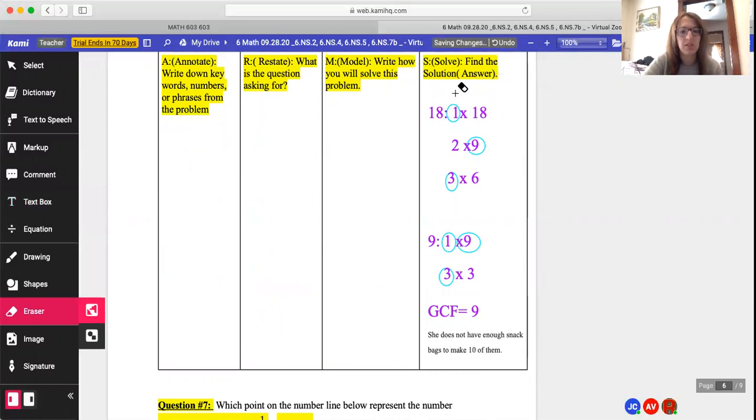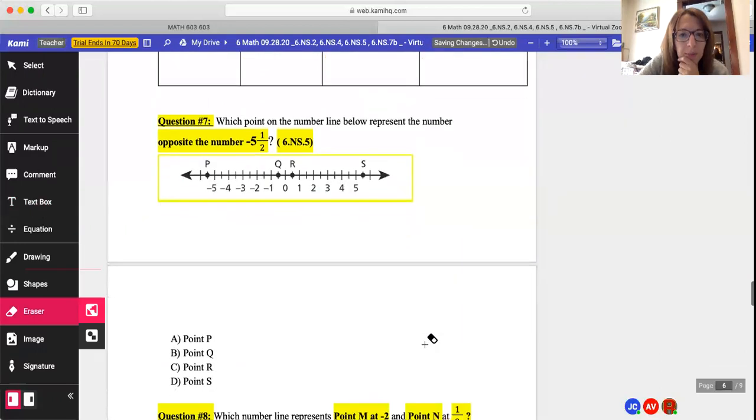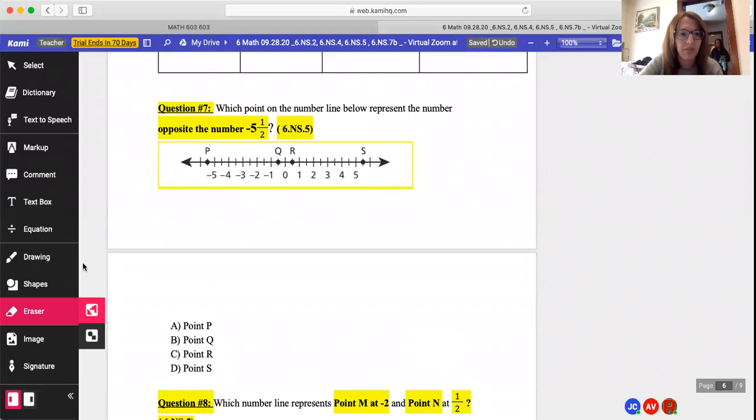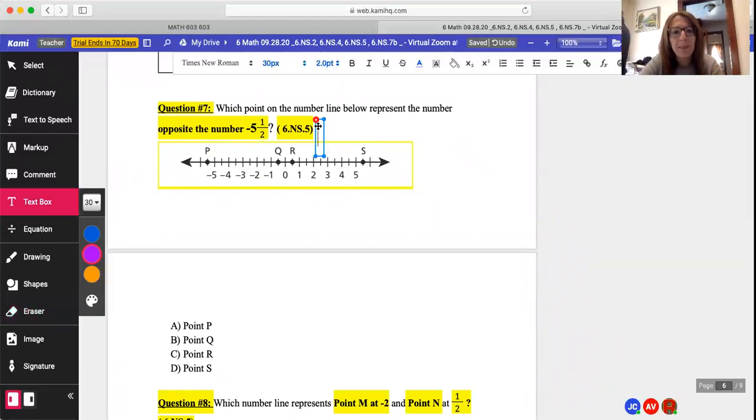Okay, let's erase that. Let's move on to number 7 now. Almost there. Which point on the number line represents the opposite of -5 and 1/2? This one's pretty simple. We know that the opposite of a negative number is a positive, right? So we're looking for 5 and 1/2, which has to be positive.